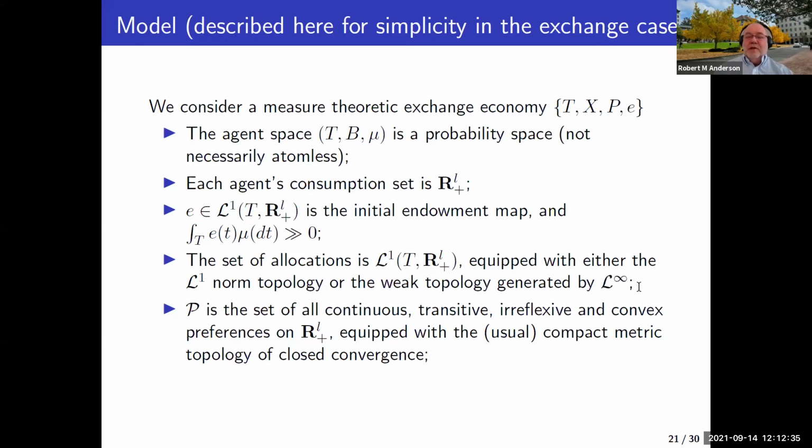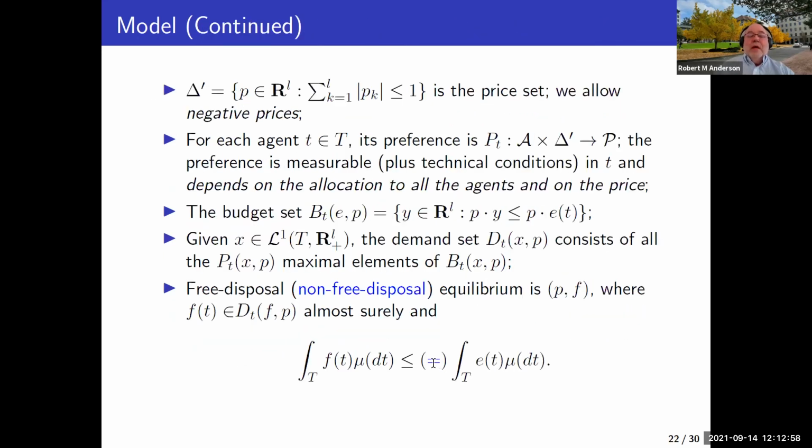And this is going to affect the nature of externalities that we can allow. We also get a theorem in this stronger topology, which allows more general externalities. And P is the set of all continuous, transitive, irreflexive, and convex preferences on the commodity space. We allow for negative prices. Okay, so we allow prices of some commodities, or even actually in theory, all commodities, to be negative.